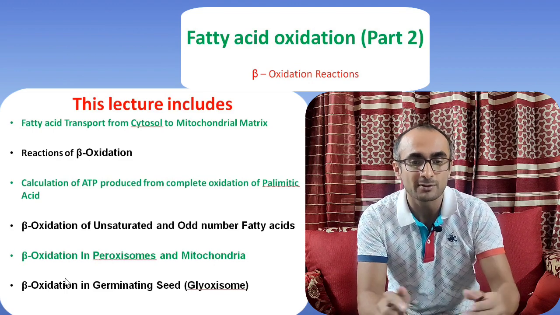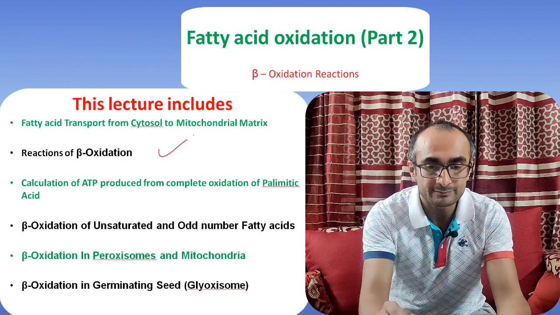Similarly, fatty acids from stored fat in adipocytes could also be activated because of the presence of glucagon, and from adipocytes fatty acids are transported to the cell for oxidation. In today's lecture we'll talk about how fatty acids from the cytosol are transported to the mitochondrial matrix, because beta oxidation occurs in the mitochondrial matrix. All the reactions of beta oxidation.